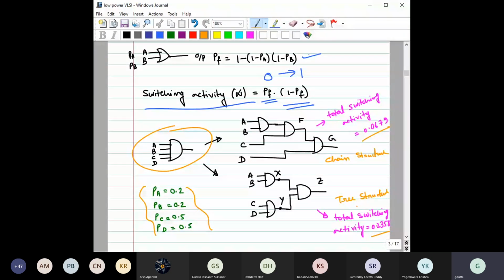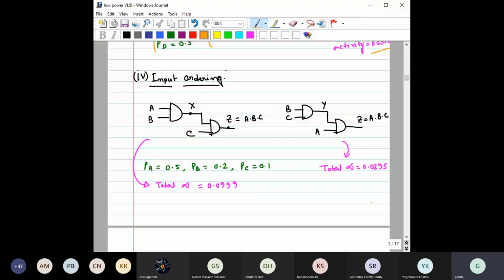The fourth technique that we have discussed is called input ordering. What do we mean by input ordering? Here you can see the inputs are A and B, and here the input is C. So what is Z? Z is basically A, B, C. Here also, but here we have taken B, C here and A here. As a result, Z is again A, B, and C. So both are implementing the same function, right?